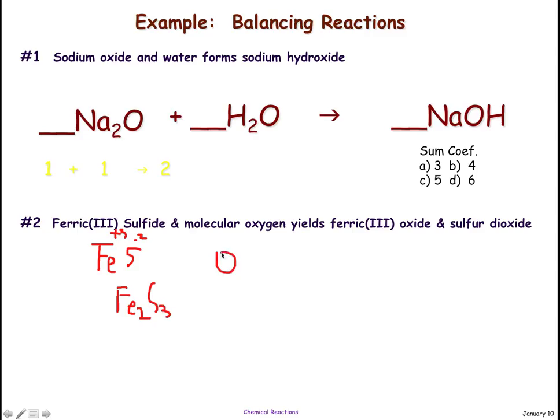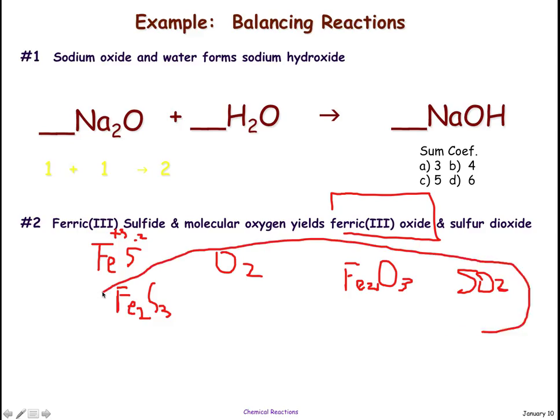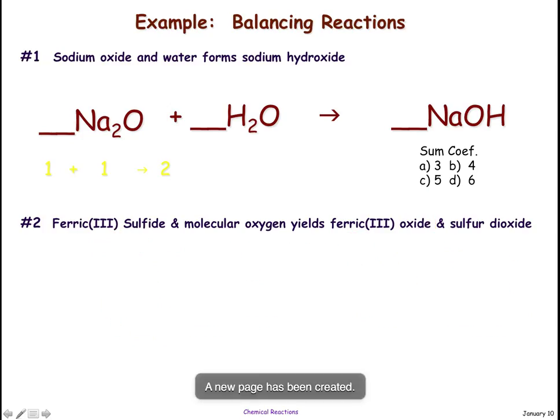Molecular oxygen is O2, and you guys can take a look and figure out what the formula is for ferric oxide. It's probably the same as that. It's Fe2O3. Remember that oxygen and sulfur are in the same family. And then sulfur dioxide, SO2. So now that you have the correct formulas, you can go about and balance this equation. So that's what we have.